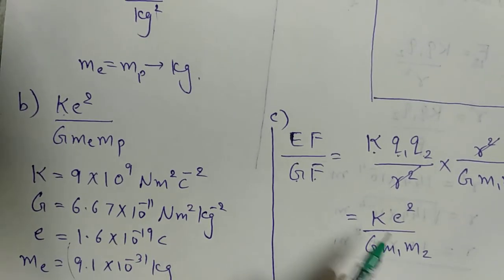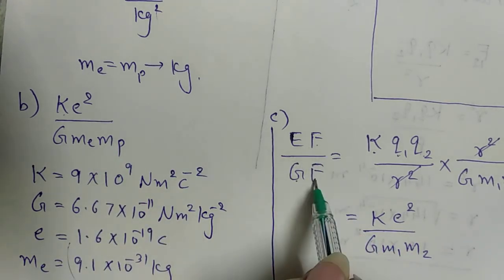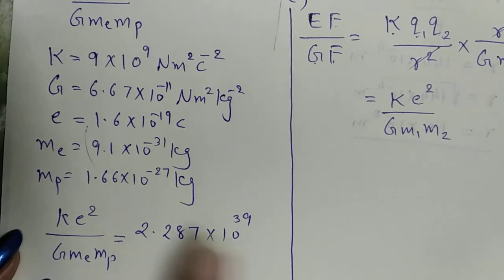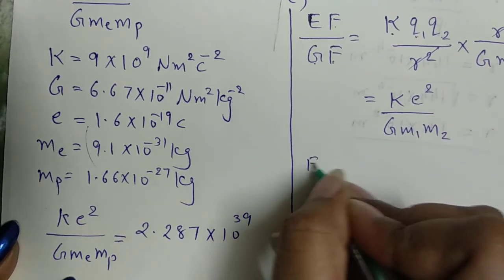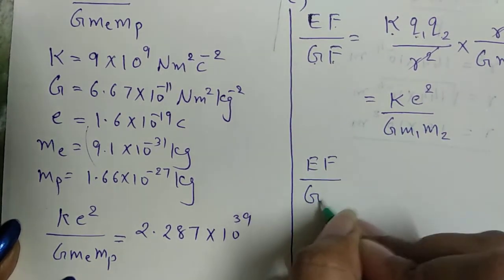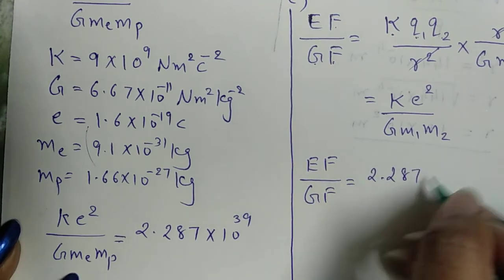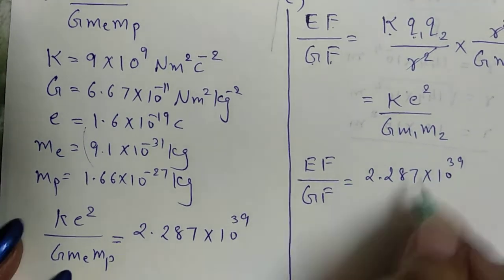So you can see this is the same ratio. This ratio is the ratio of electrostatic force to gravitational force, and from here we have obtained the value of this ratio also. According to that, electrostatic force divided by gravitational force is equal to 2.287 into 10 raised to 39. What does this mean?